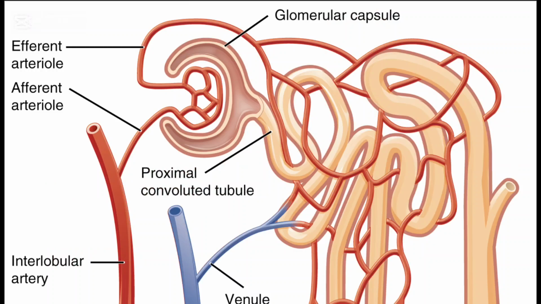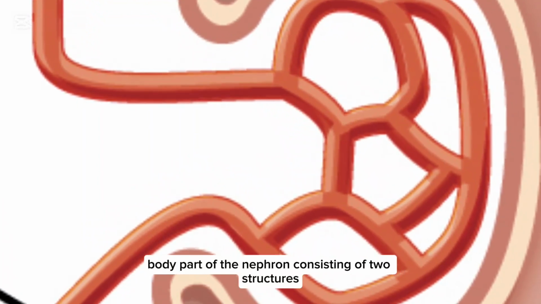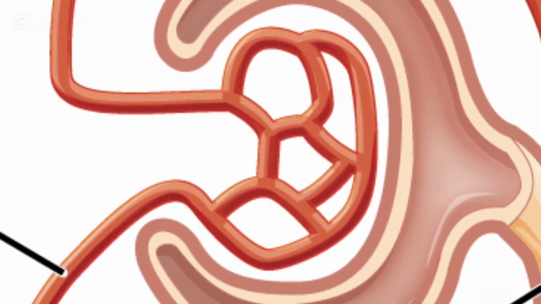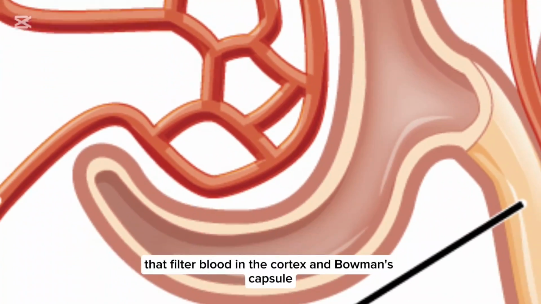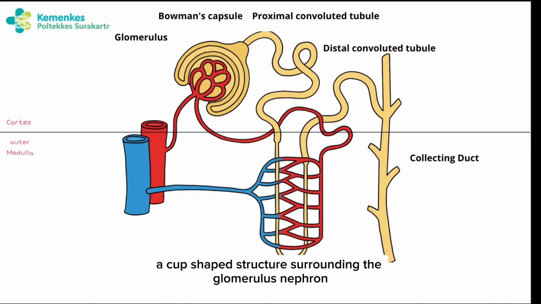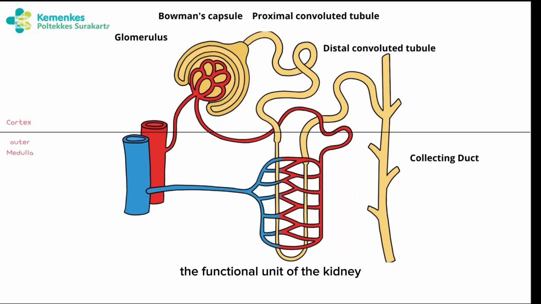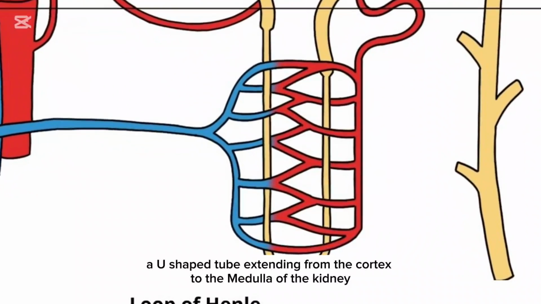Renal corpuscle, Malpighi body, part of the nephron, consisting of two structures: the glomerulus, a collection of small capillaries that filter blood in the cortex, and Bowman's capsule, a cup-shaped structure surrounding the glomerulus. Nephron, the functional unit of the kidney, consisting of about 1 million nephrons, each of which has a Malpighi body. Henle's loop, a U-shaped tube extending from the cortex to the medulla of the kidney.